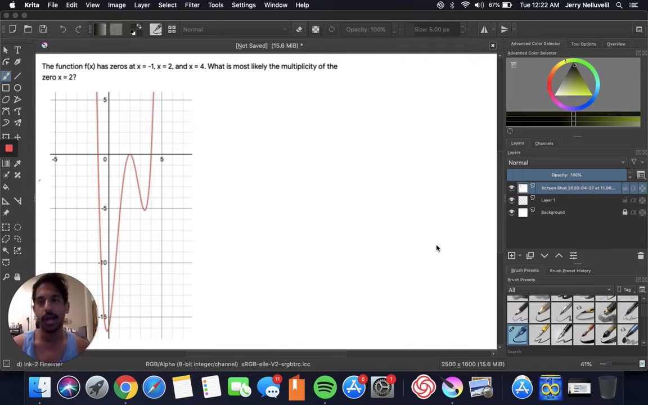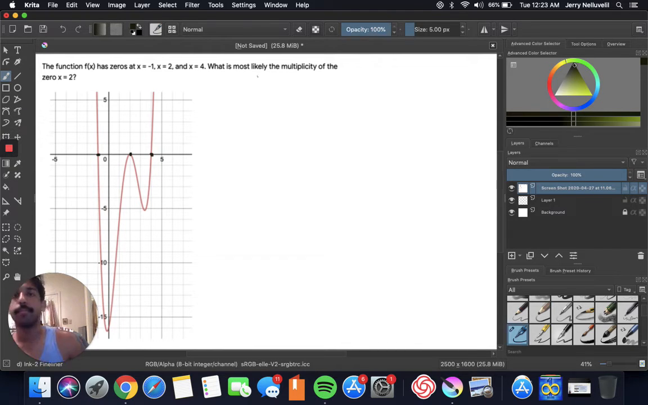Alrighty, so here we have a function f of x, and we don't know what f of x is, right? But we see the graph, so that's nice. And it has zeros at x equals -1. I see that here. I can mark that up a little bit with a little dot. x equals 2, which is over here, and then x equals 4.